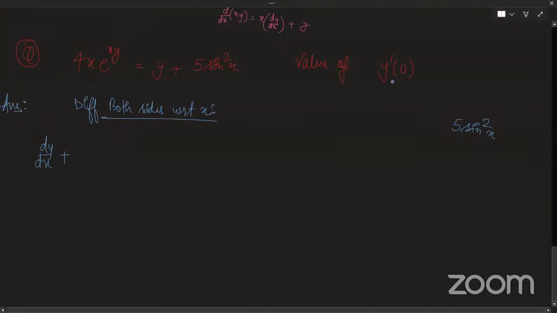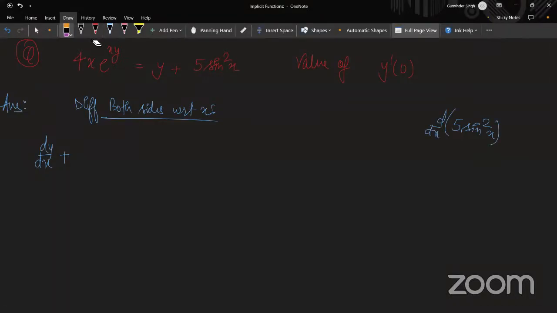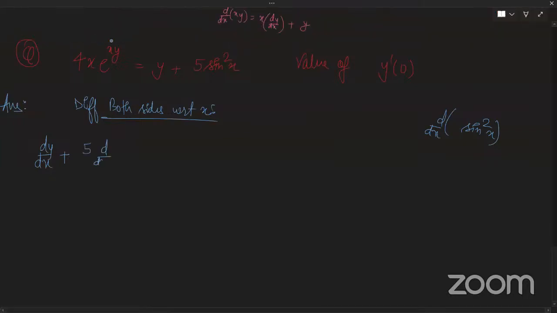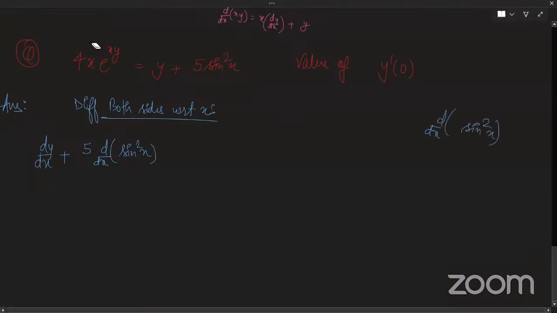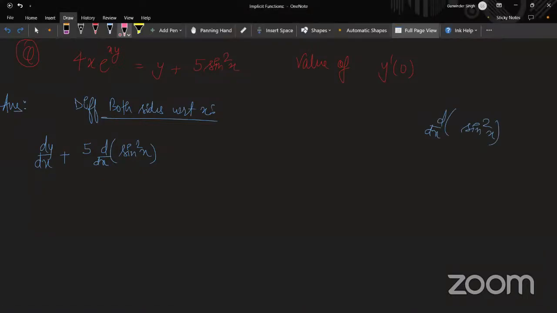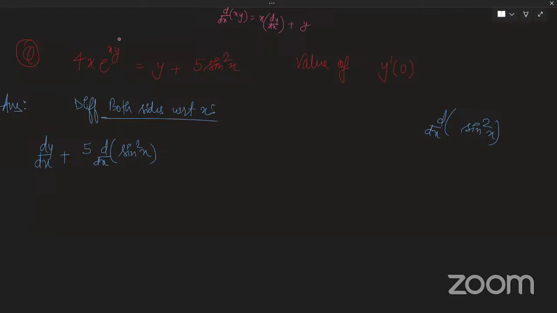This is basic chain rule. The derivative of this with respect to x. How will you do it? Or you can keep 5 as a constant outside because it is a constant. So it will come out like this. How will you differentiate sine square x? Chain rule. Which function is inside which function? Sin x is inserted inside x square.